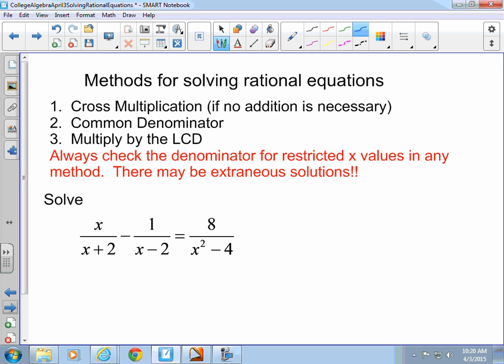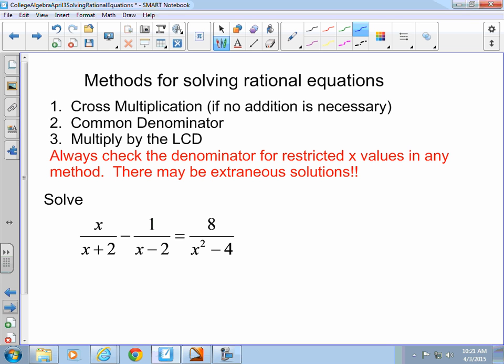So there are 3 different ways to solve rational equations. You already know how to do cross multiplication, and then I'm going to teach you how to do it by getting common denominators on the whole equation. And so that's what we will work with today. So there are 2 red sentences. That probably means you should write it down.